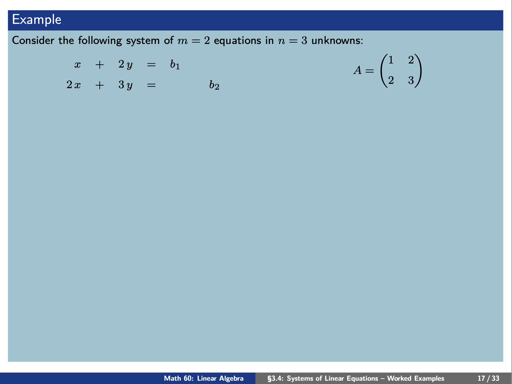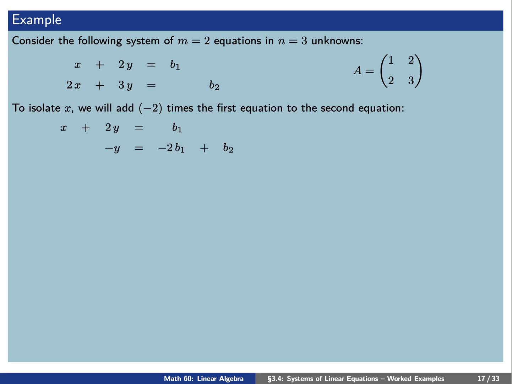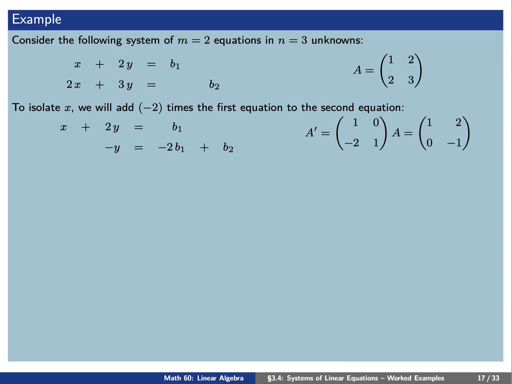Of course, we'd like to solve for x and y, so we'll do this by essentially using Gaussian elimination. First, we'll try to isolate x. That is, we'd just like to have one equation by itself involving x. To do this, we'll add -2 times the first equation to the second equation. Of course, because this is an elementary row operation, this is the same as multiplying our matrix A on the left by an elementary matrix.